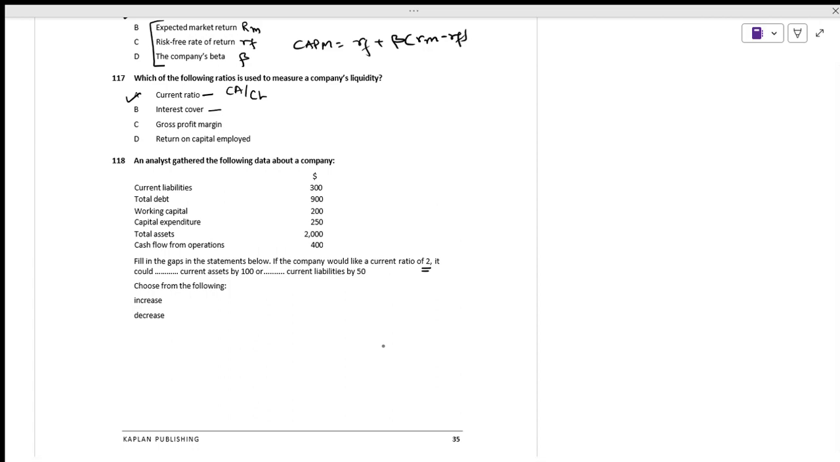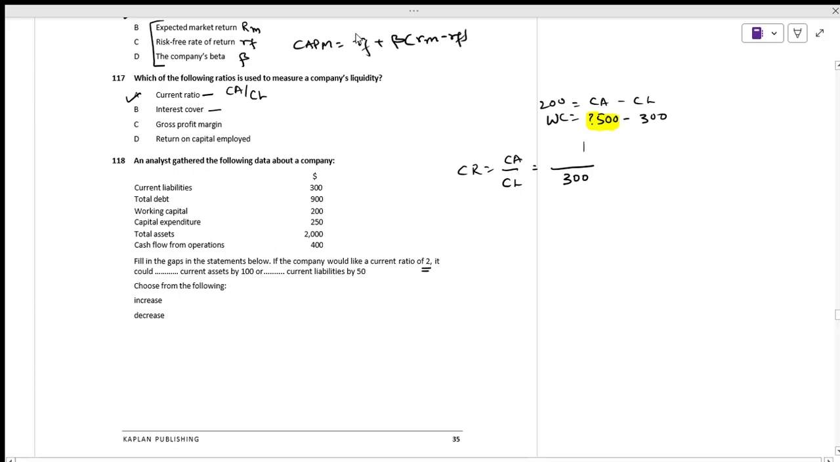Now, what is the current ratio? Current ratio is current assets divided by current liabilities. We have current liabilities as 300, and working capital is 200. What is the formula for working capital? Current assets minus current liabilities. If current liabilities is 300, the missing current assets value is 500. 500 minus 300 becomes 200. Fine. Now, if you put 500 here, what will happen?